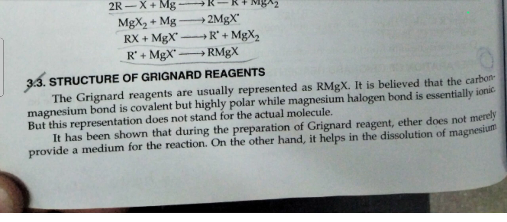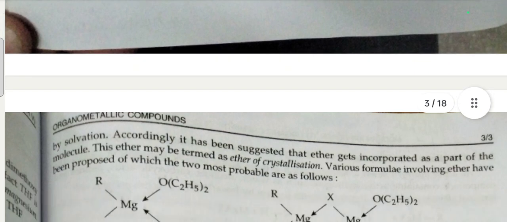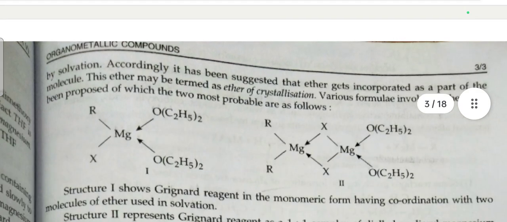It has been shown that during the preparation of Grignard reagent, ether does not merely provide a medium for the reaction. On the other hand, it helps in the dissolution of magnesium by solvation. Accordingly, it has been suggested that ether gets incorporated as a part of the molecule. This ether may be termed as ether of crystallization.